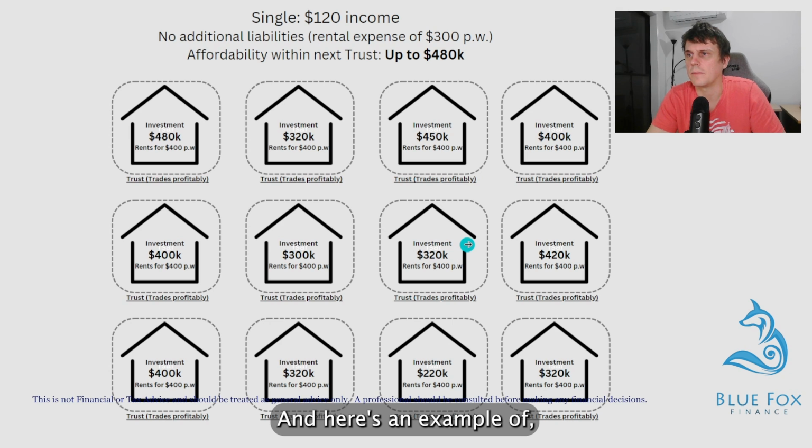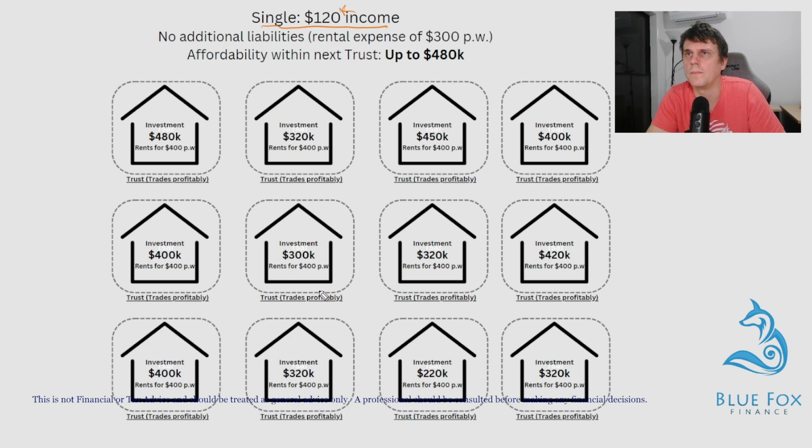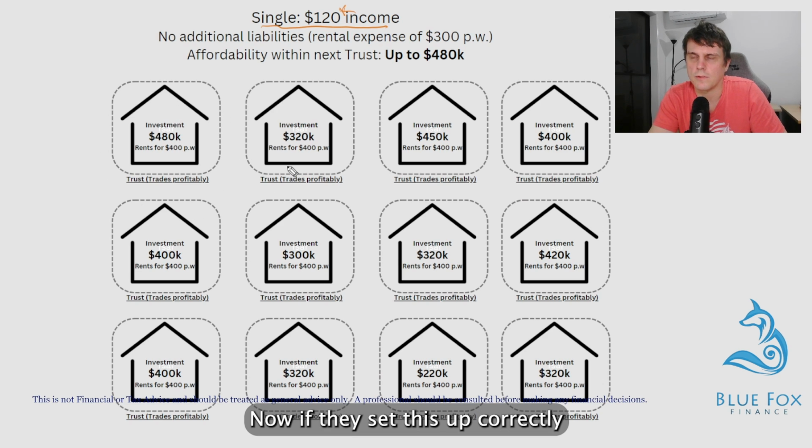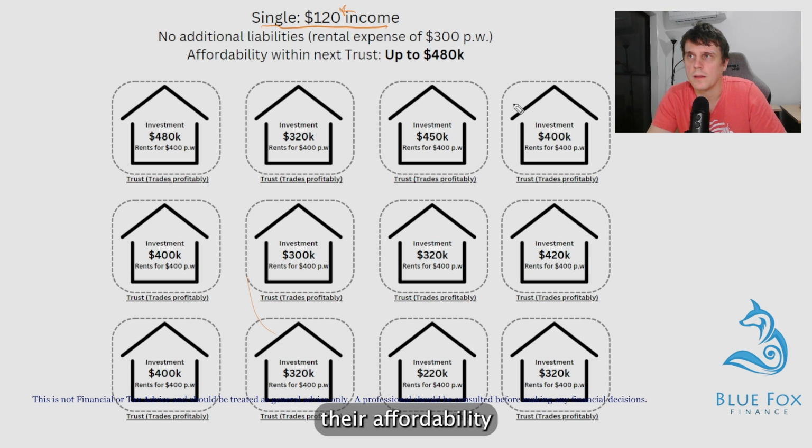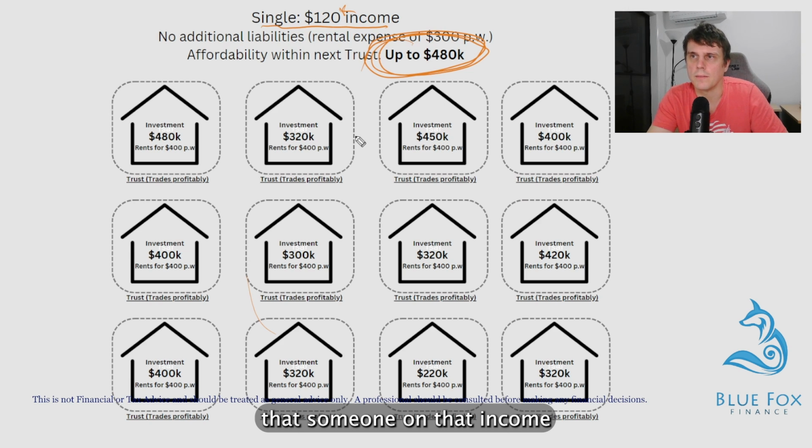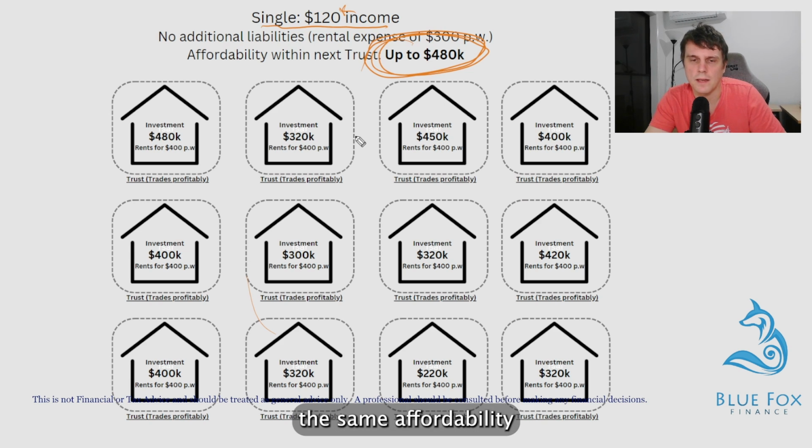And here's an example of, I guess, what it can look like. So you just have a single person on 120,000 income, no additional liabilities, they pay rent. Now, if they set this up correctly over the last few years, they could have bought 12 properties in 12 trusts. As long as they're all trading profitably, their affordability is still up to $480,000. Not many people know that someone on that income can buy 12 properties and still have the same affordability as someone that owns 0 properties.